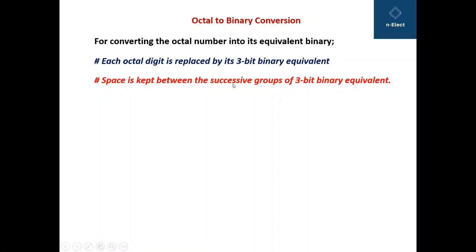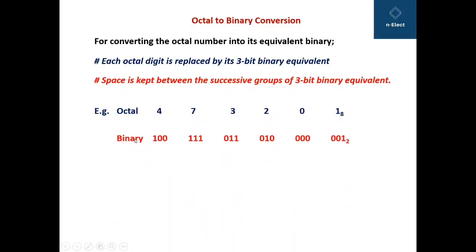And space is kept between the successive groups of 3-bit binary equivalents. Why is the space to be kept? Because there should not be any confusion while counting the bits or while writing the bits. For example, now the octal number is given: 473201. This is the octal number. We have written it with some space between every digit. This space is deliberately kept here so that for every octal digit we can write a group of 3 bits in binary, because we are going to convert this number into binary.